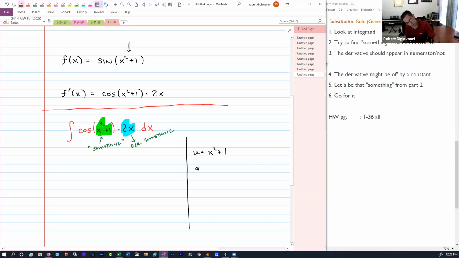I'm going to take the derivative of u with respect to x. And when I do that, the right-hand side just becomes 2x. And then I'm going to do one more thing. I'm going to get rid of the dx on the left by multiplying dx on both sides. Y'all with me?